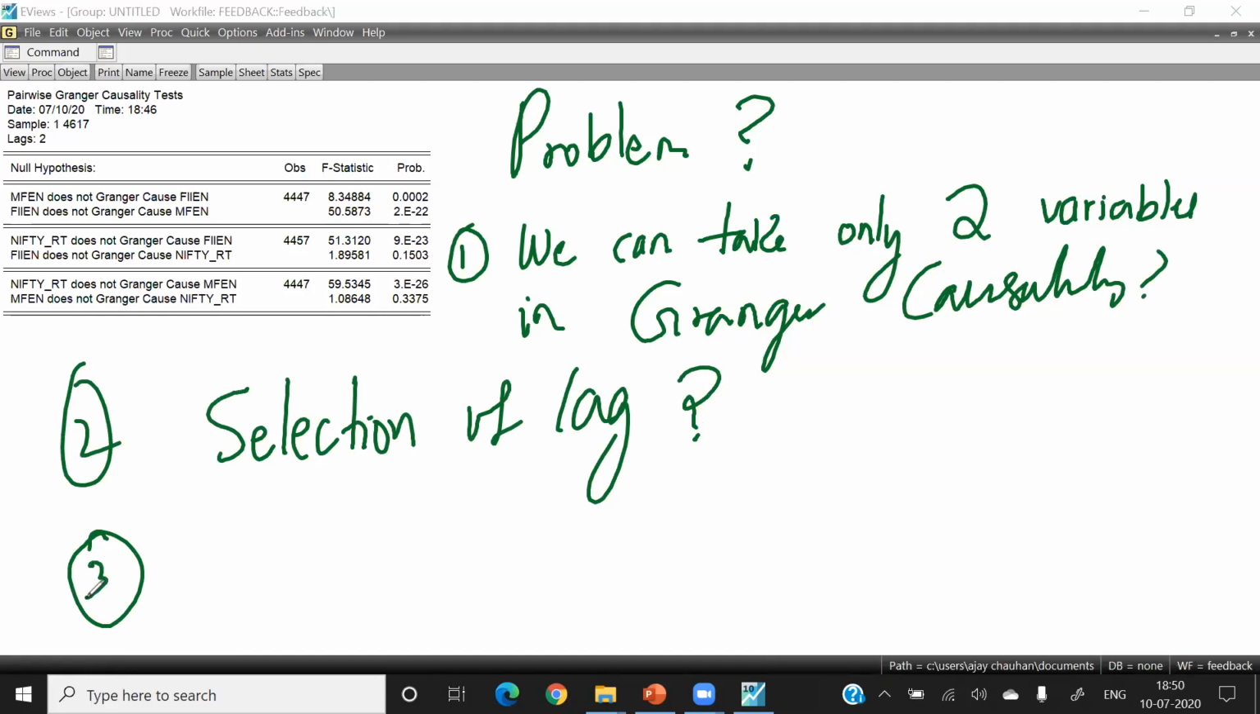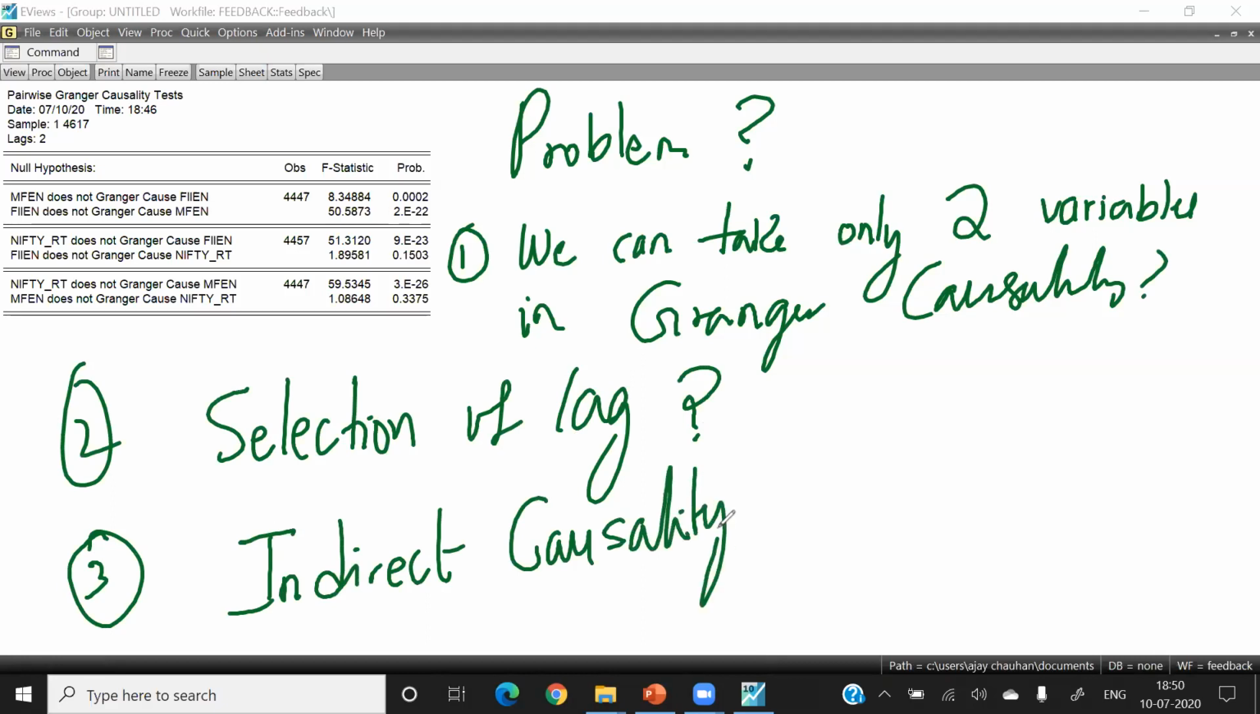And the third problem, which you cannot observe from the answer, is indirect causality. So basically, Granger causality is suffering from three basic problems. We can take only two variables at a time. The selection of lag is not clear, and there is a problem of indirect causality. Indirect causality simply means when A is causing B and B is causing C, then it means A is causing C, right? So this concept may not be true in most of the cases.